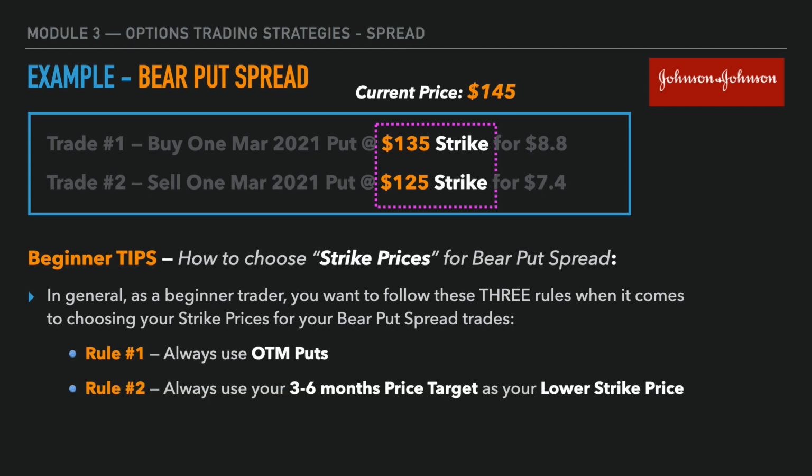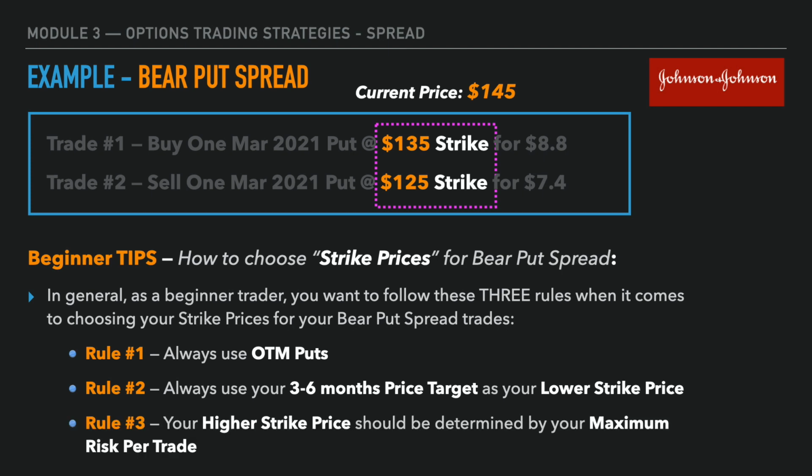Second, always use your 3 to 6 month short-term price target as your lower strike price. And third, your higher strike price should be determined by your maximum risk per trade. This is very crucial to your position sizing and your risk management.